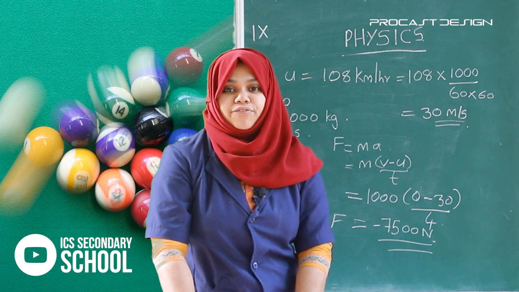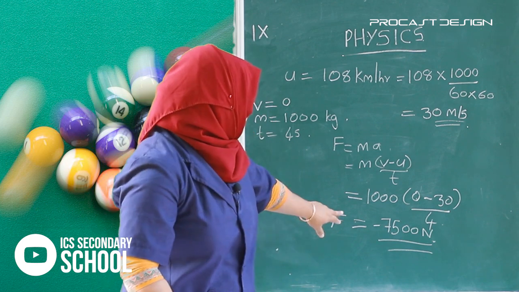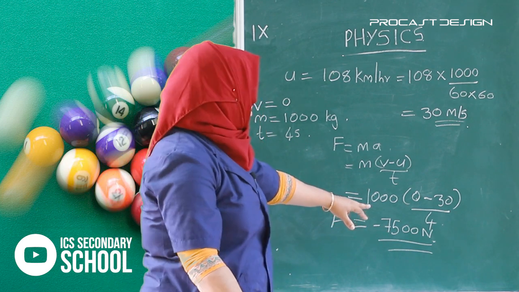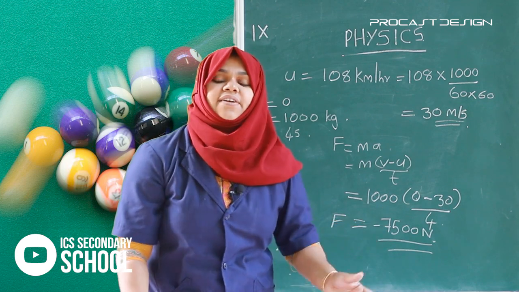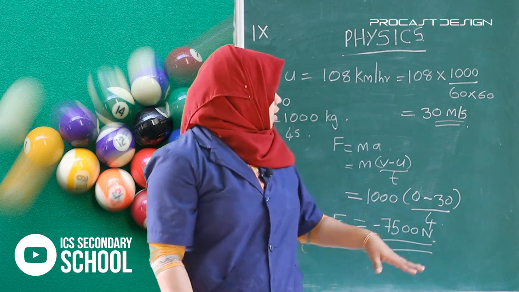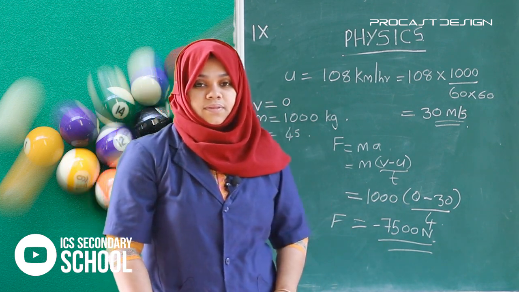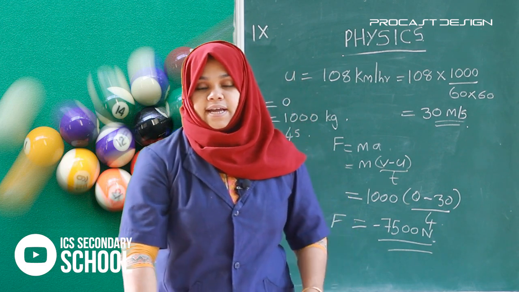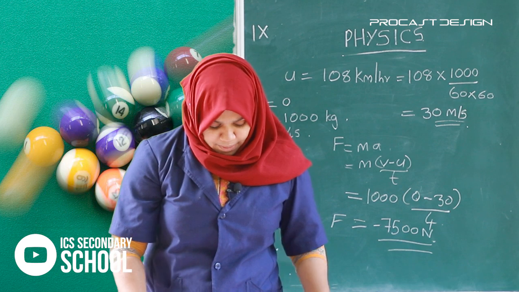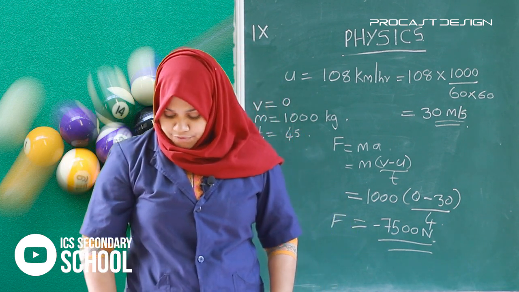Minus 7500 Newtons. This negative sign here, what does it indicate? Applied force in the opposite direction. Negative sign indicates the opposite direction of motion. I think all of you understand. Like that, all of you do the problems on pages 52 and 53. Okay, all of you do?